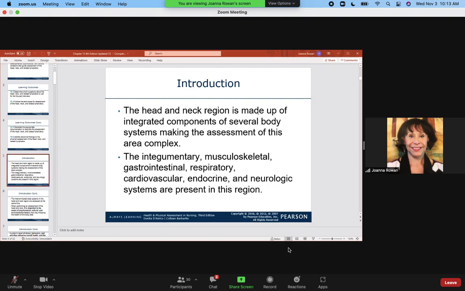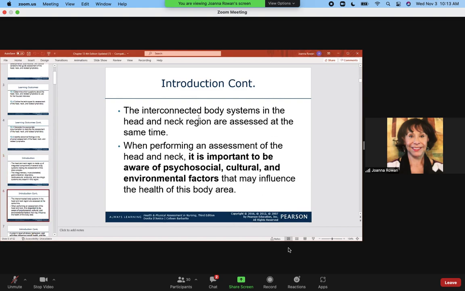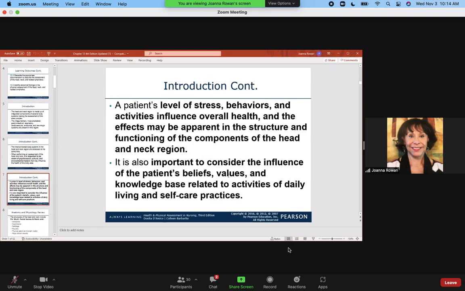The head and neck region is made up of integrated components of several body systems, making the assessment of this area complex. The integumentary, musculoskeletal, gastrointestinal, respiratory, cardiovascular, endocrine, and neurological systems are present in this region. The interconnected body systems in the head and neck regions are assessed at the same time. When performing an assessment of the head and neck, it is important to be aware of psychosocial, cultural, and environmental factors that may influence the health of this body area.